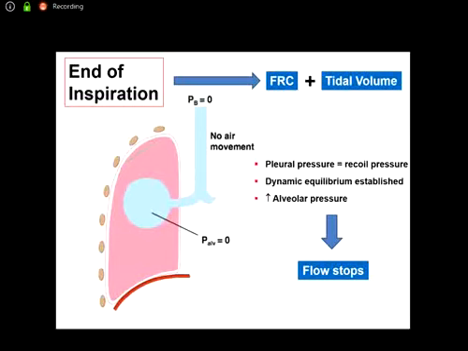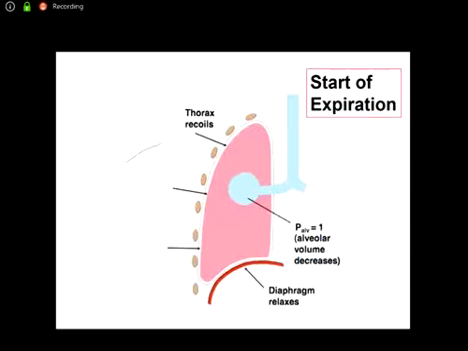Now we know expiration is passive in humans, and basically at the start of expiration, you return the diaphragm to its original position at rest. So when the diaphragm relaxes, the volume inside of that chest cavity goes down again. Okay, so the relaxation of the diaphragm produces decreased thoracic volume, and that, as per Boyle's law, will increase thoracic pressure.